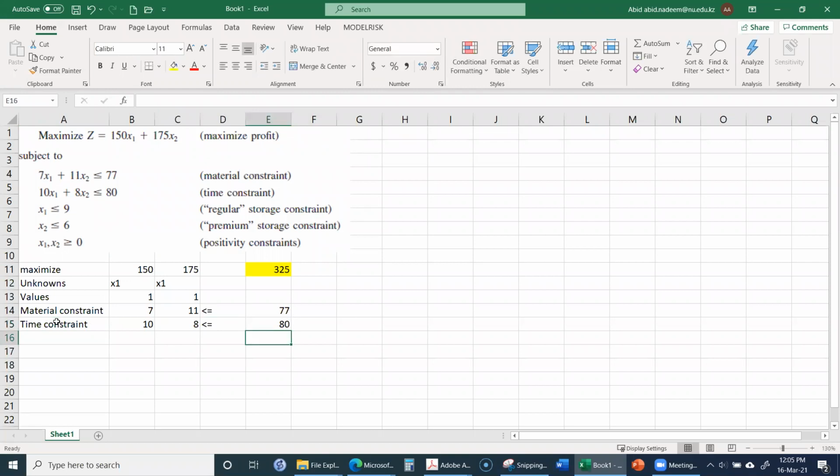Can you see what I am typing over here on Excel? Just to confirm. Yes. Yes, I see. Okay.